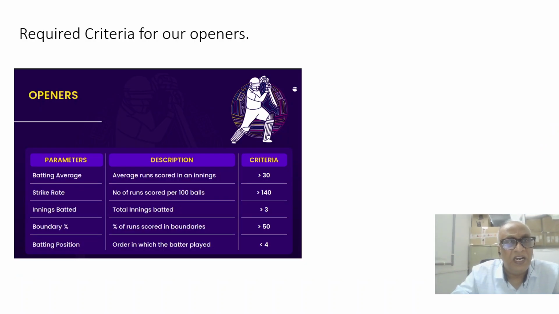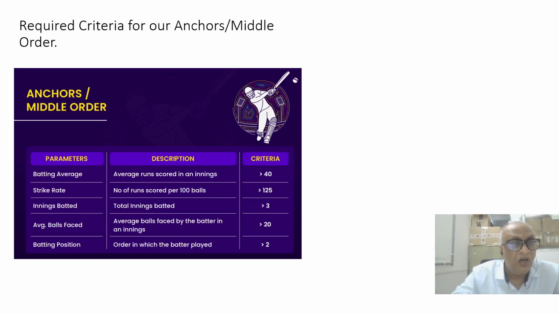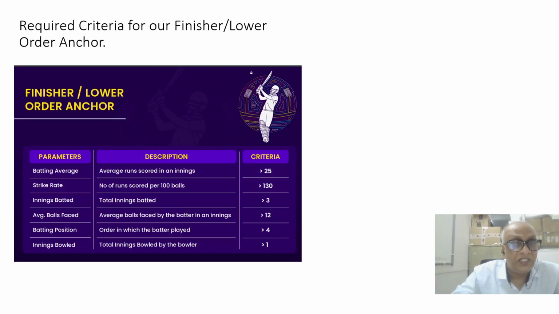So we have some criteria. Say for example, openers, I want to find out the best openers. What will be the criteria? Batting average, strike rate, innings batted, boundaries hit, batting position, so like that. Similarly for middle order batsmen, the same parameters can be applied, but the criteria may vary. The strike rate, innings batted, average balls faced, batting position, batting average can be the criteria for middle order batsmen.